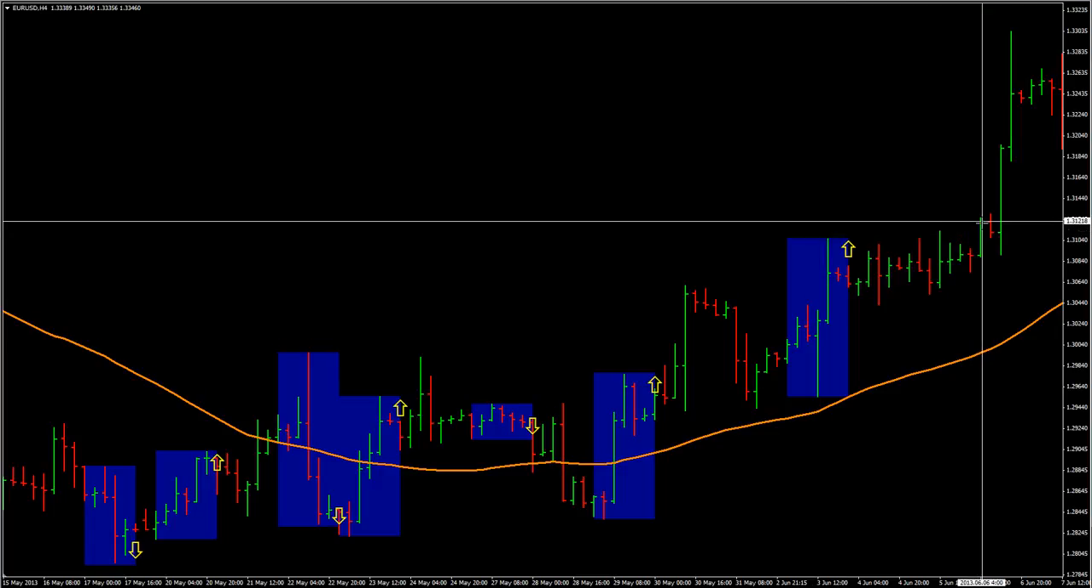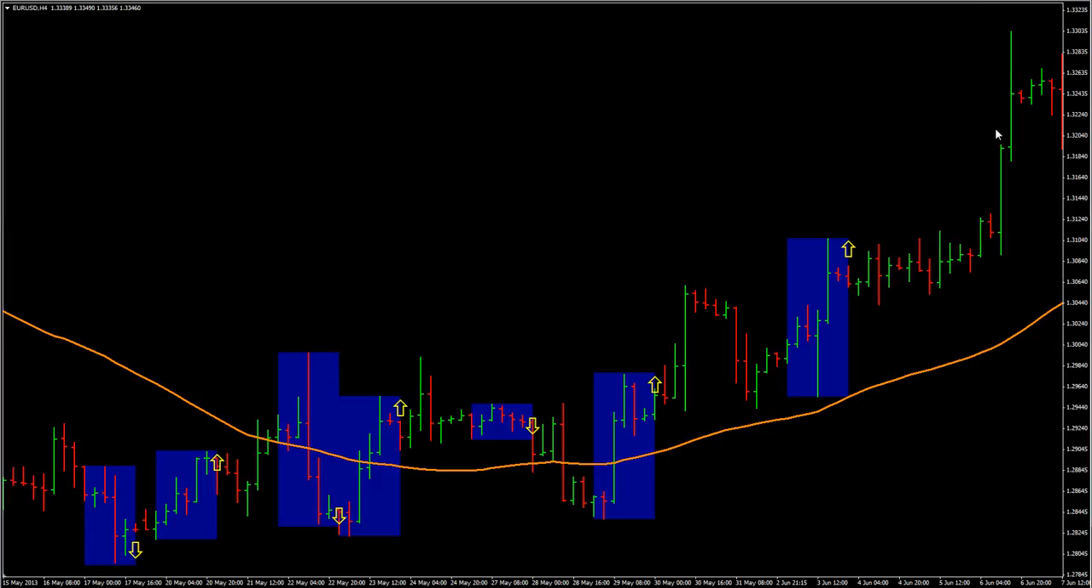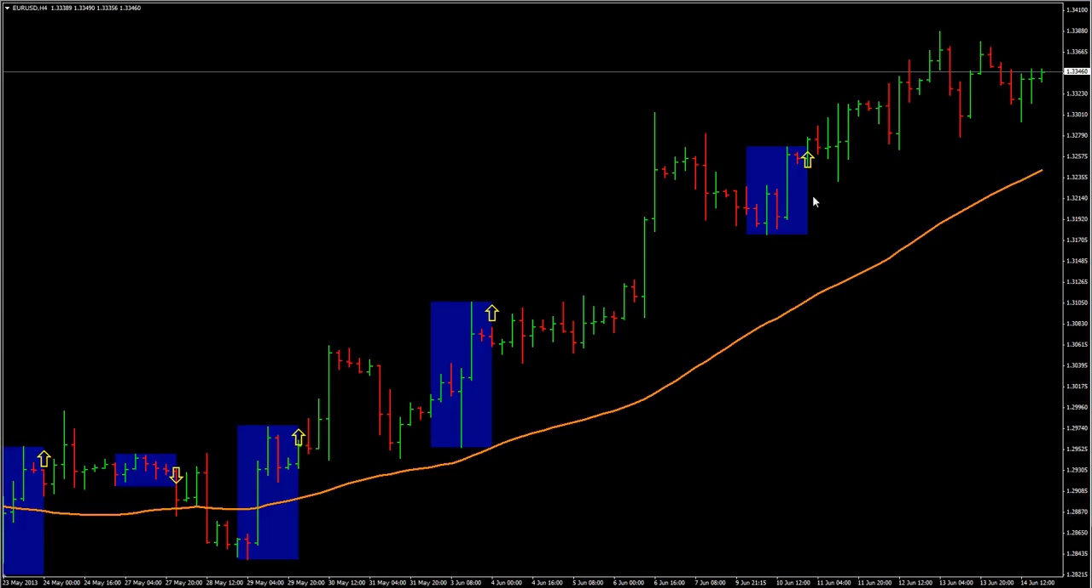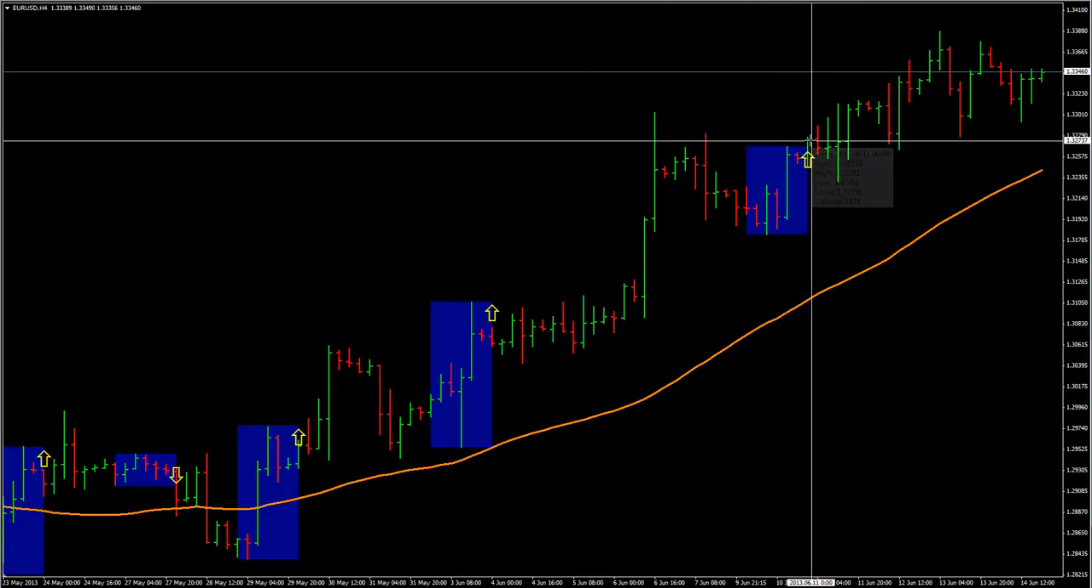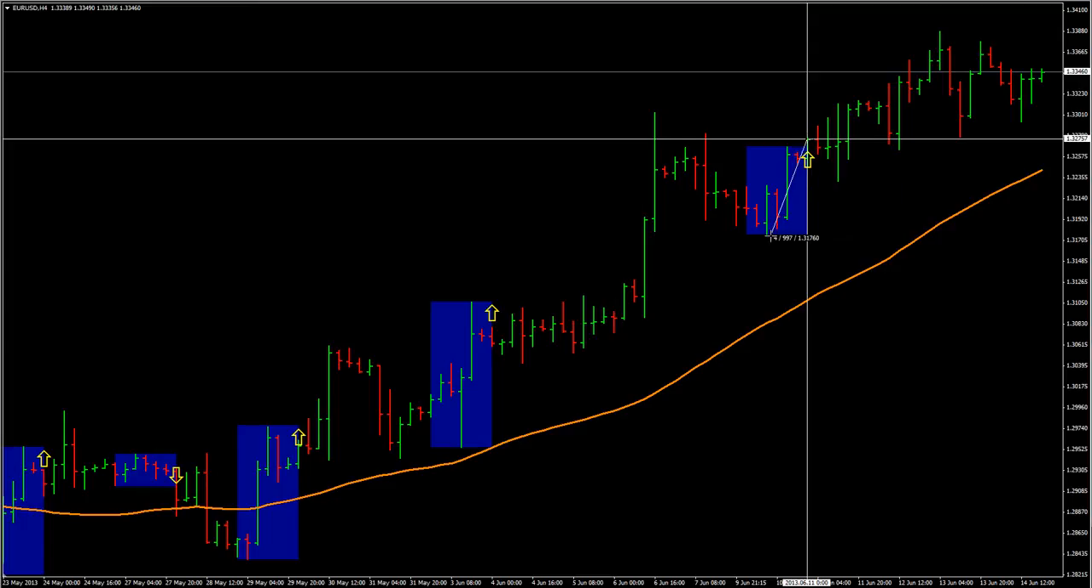Here we have an H4 close, 168 pips, and there we have a take profit. And just one more. H4 close above the daily engulfing, 98, 99 pips. There we go.